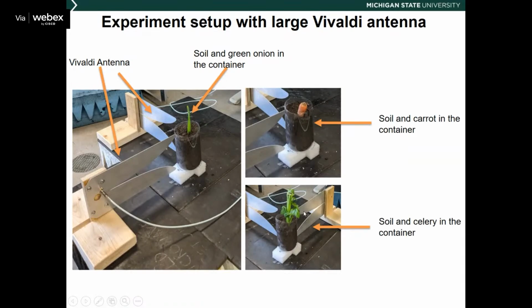We tried different antenna designs. There are larger Vivaldi antennas, different from what we've seen before. And we also put different plants in it. I think the students were trying to be creative here, putting in green onion, carrots, and celery with different dielectric constants. So we can get different signals and try to image those in the soil.